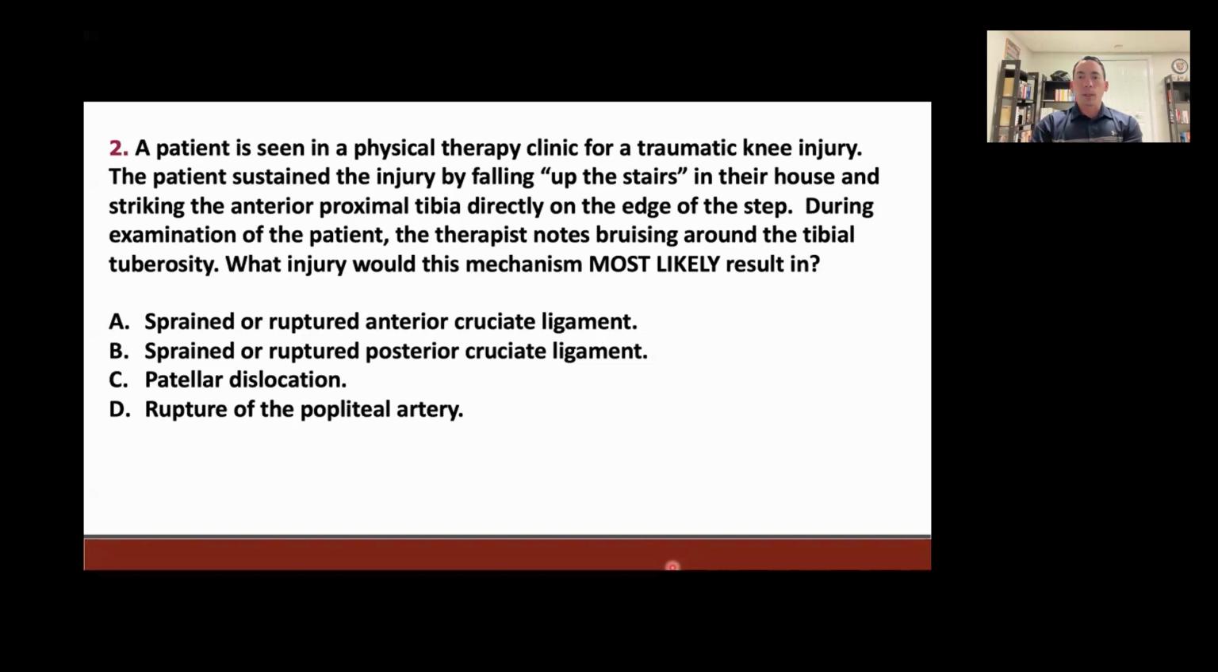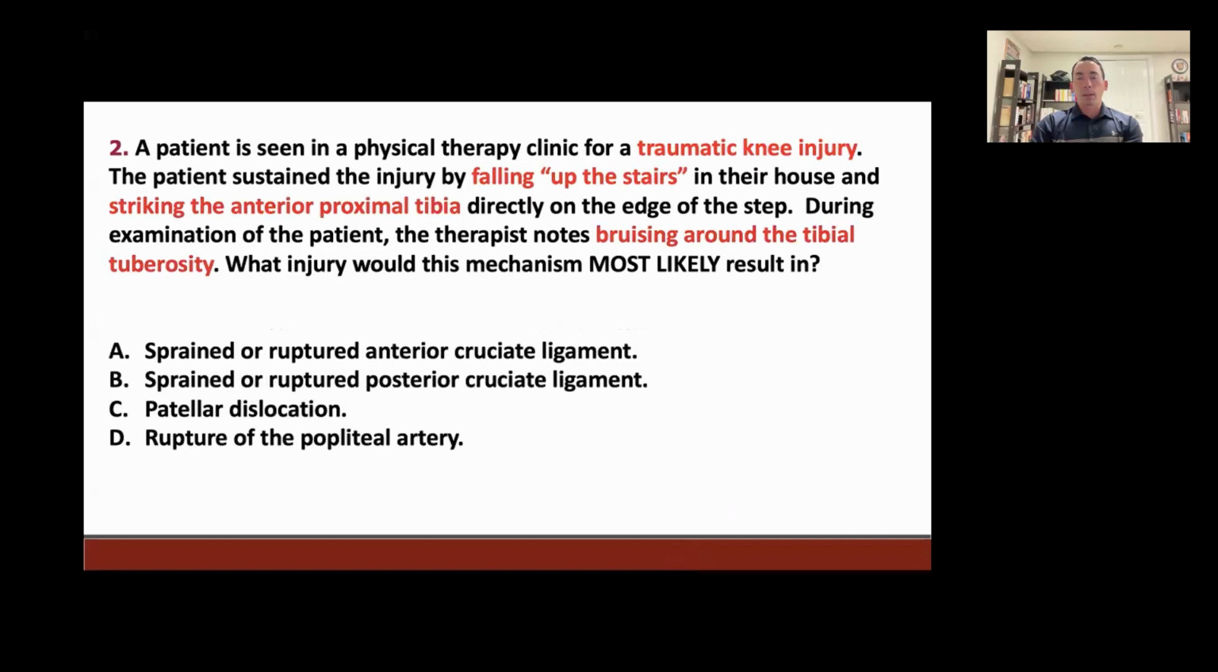All right, let's see what we got. So you guys should be seeing the results. Most people chose B, but we had some A's and C's. So let's hit first the key information. So it's an acute knee injury, so it's a traumatic injury.